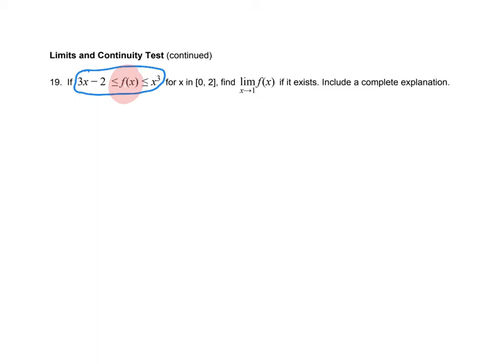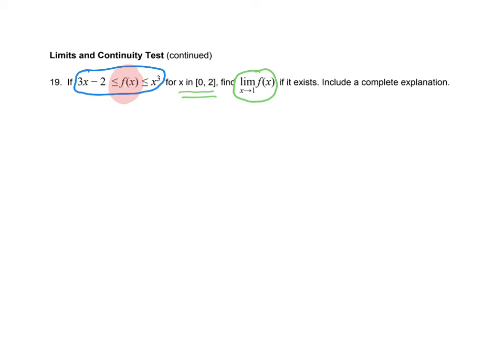Then later in the statement of the problem, they're telling me the interval for x, so x is somewhere between 0 and 2, and then they're asking us to find the limit as x approaches 1 of f of x. There is no chance for me to do what I like to do, which is substitution, because I don't have an expression for f of x. What I do have are two other expressions for functions that trap my function.